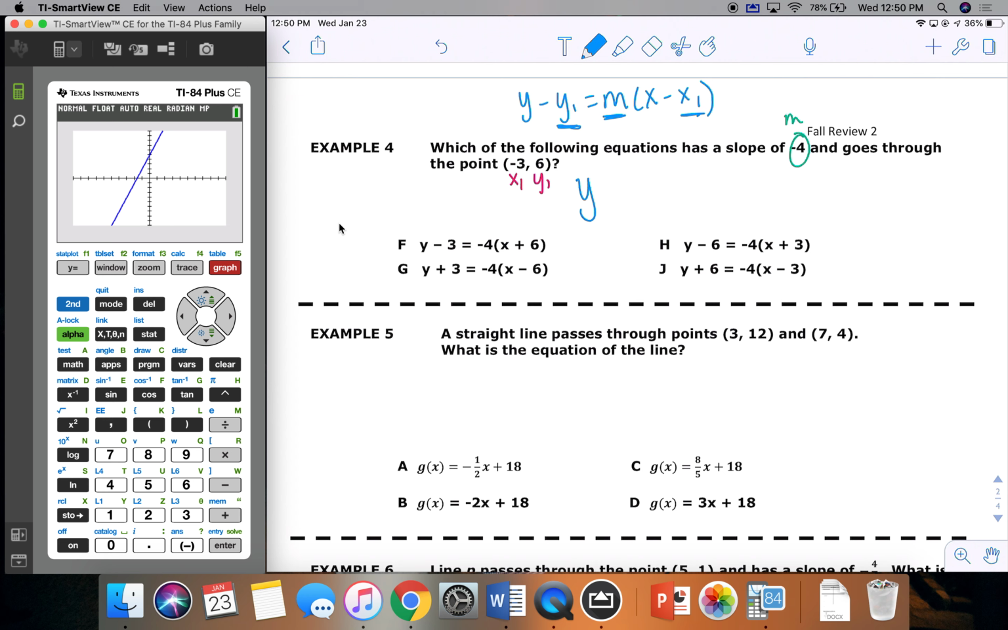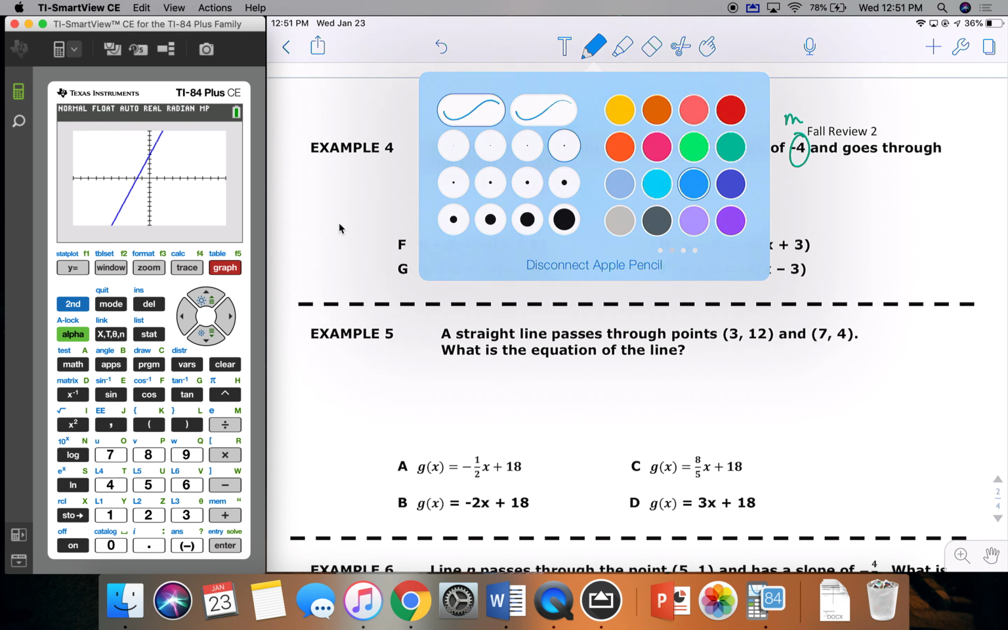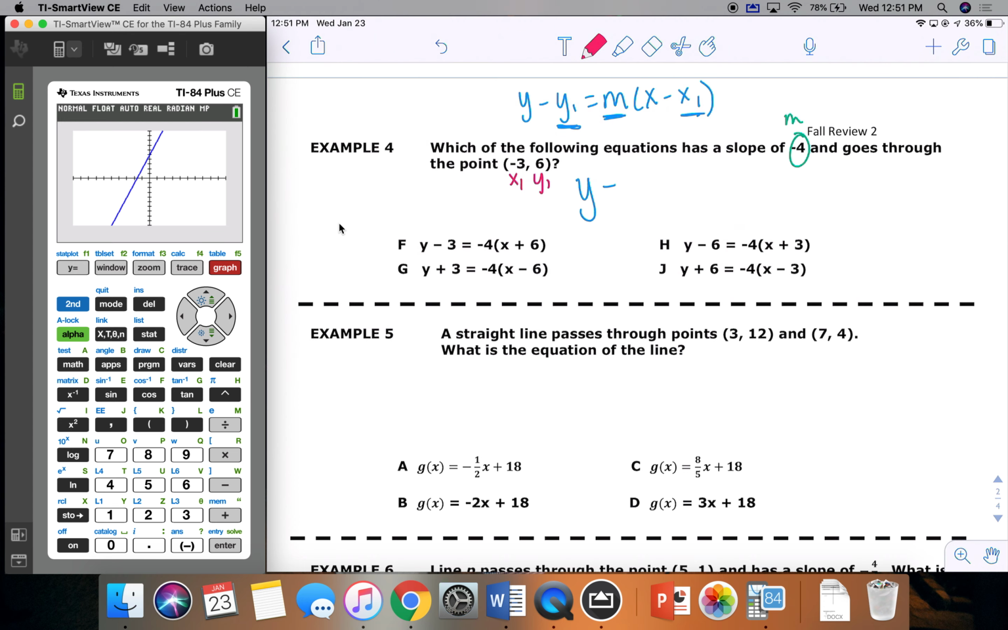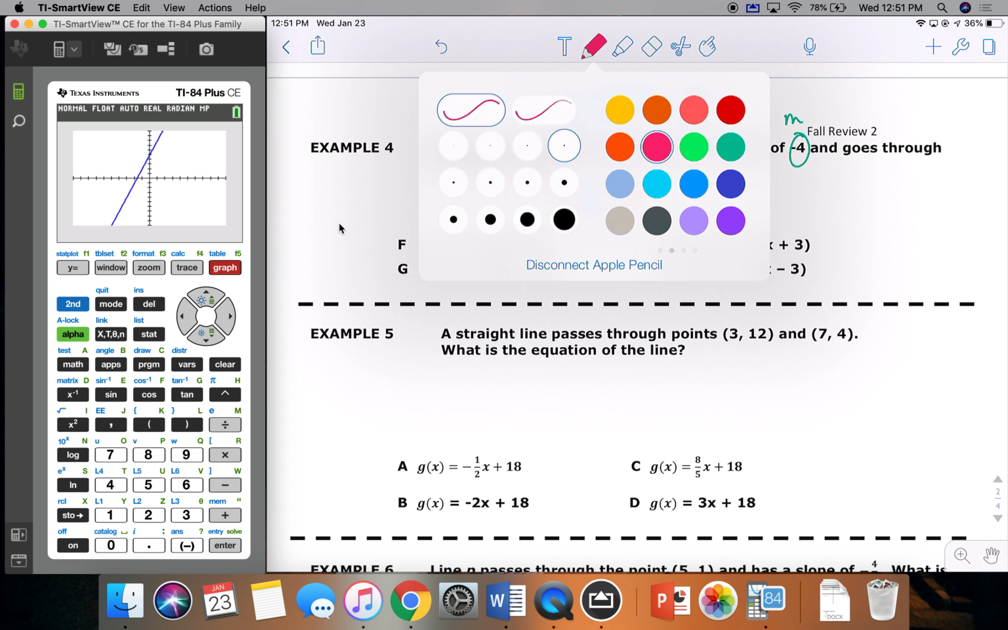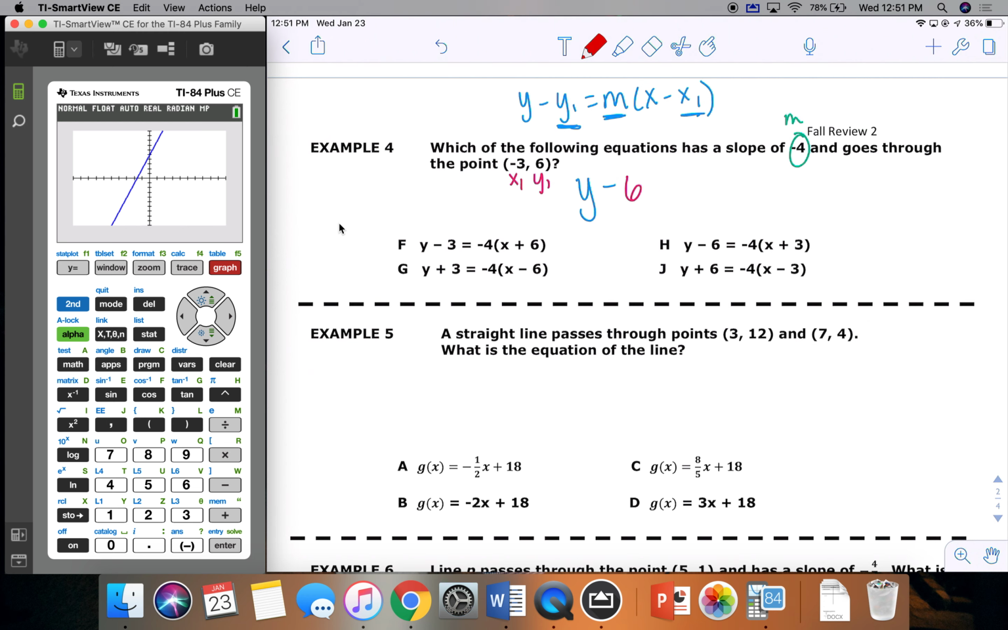So y minus y1, which is 6. So if I just look right now, I can cross out F, G, and J, because the only one that has a -6 is answer choice H.